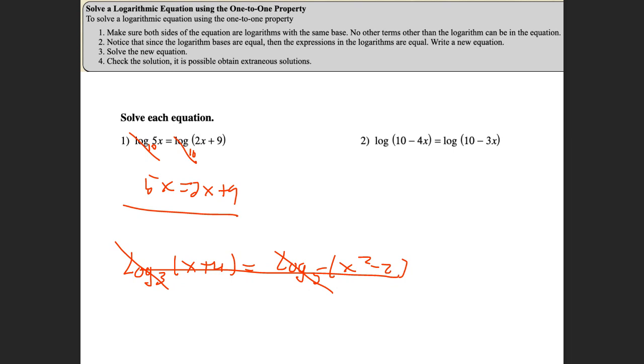Okay, same thing with this. Let's say I put 3 in here. Let's say it was log base 3, log base 3. Well, the logs are the same. Cross them off. Boom, boom. I've got 10 minus 4x equals 10 minus 3x. And then I would go about solving the equation.